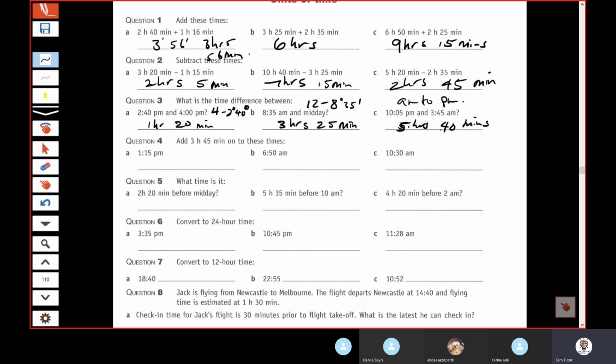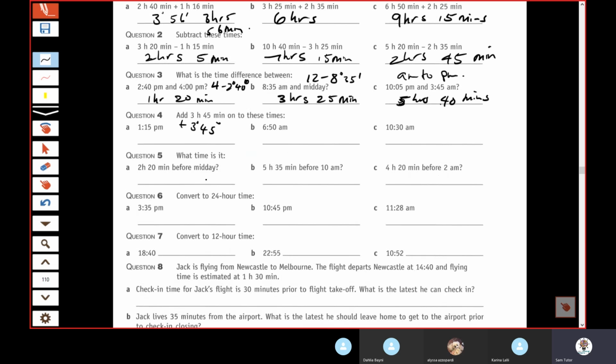But we're okay with that, right? Just the way I've done it, adding 5 hours and adding another 40 minutes. That just makes a lot of sense. Okay, add 3 hours, 45 minutes to these times. Well, that should be fairly easy. That one you definitely can use your calculator for. So just add 3 hours, 45 minutes.